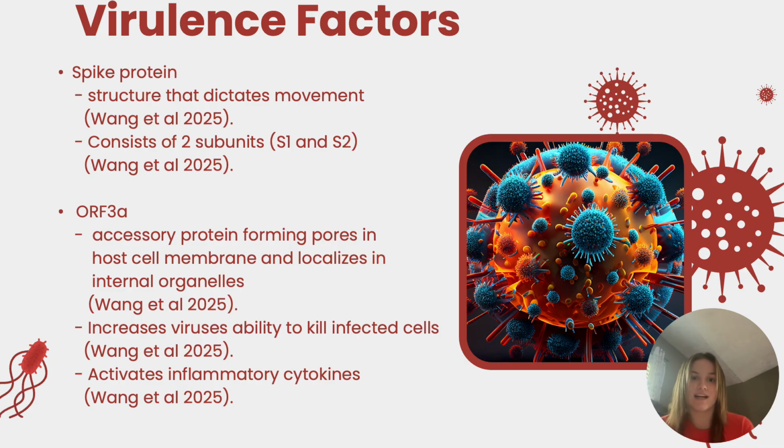The virulence factors: there is a spike protein, a structure that dictates movement, and it consists of two subunits, the S1 and the S2. The S1 binds to enzymes and controls where the enzyme breaks apart. And then the S2 facilitates fusion between viral and host cell membranes.